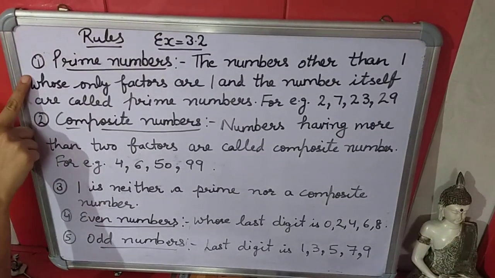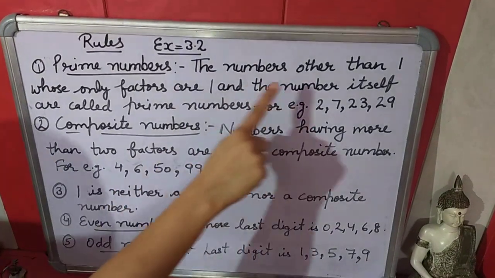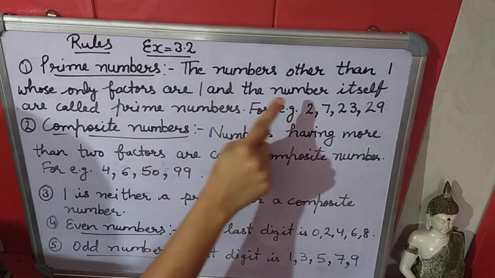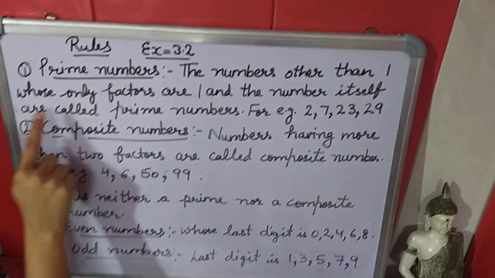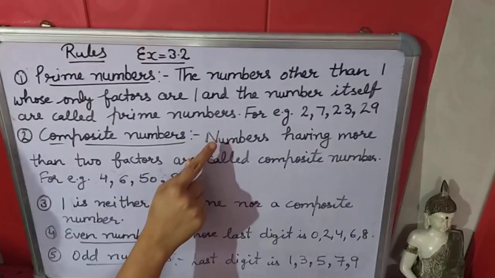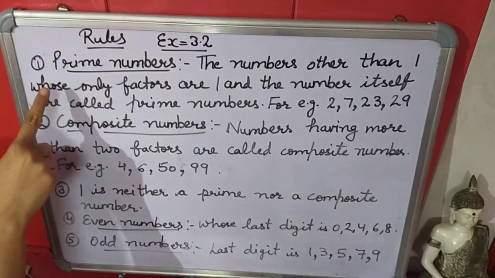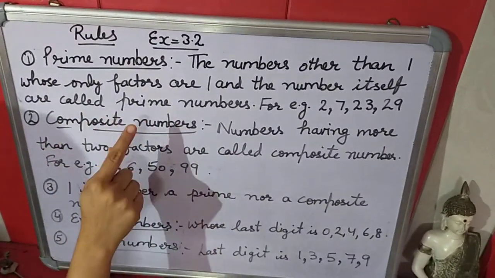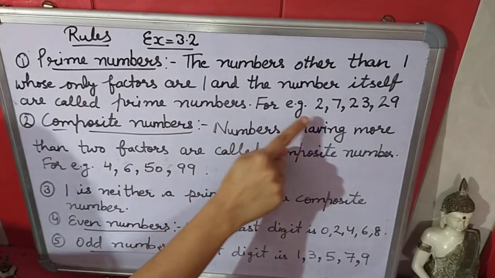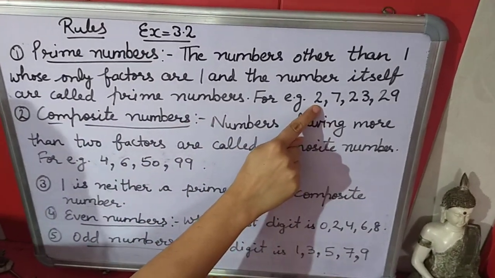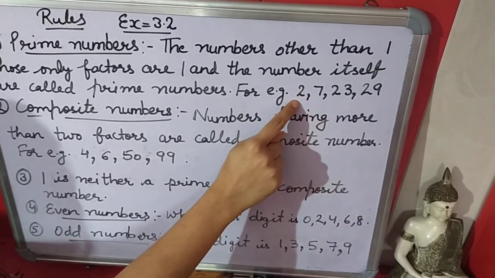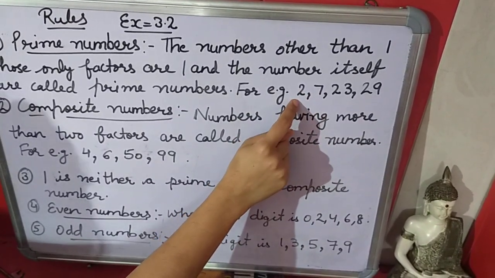First is prime numbers. The numbers other than 1 whose only factors are 1 and the number itself are called prime numbers. So prime numbers are those numbers which have only two factors, 1 and the number itself. For example, 2. 2 will come in the table of 1 and in the table of 2 itself. So 2 is a prime number.